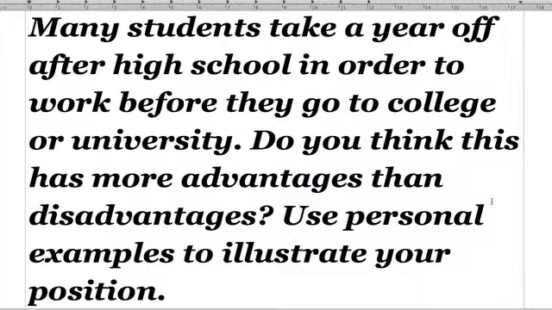Today's Task 2 description reads, many students take a year off after high school in order to work before they go to college or university. Do you think this has more advantages than disadvantages? Use personal examples to illustrate your position.